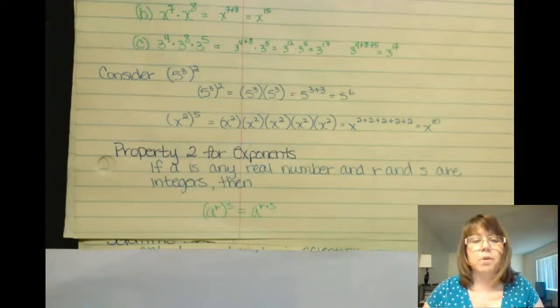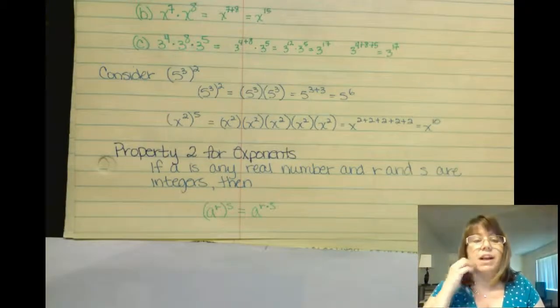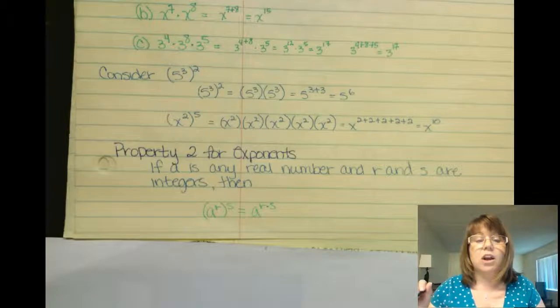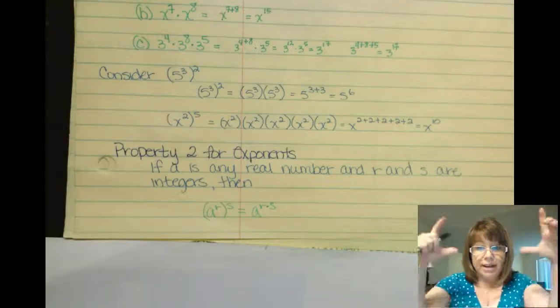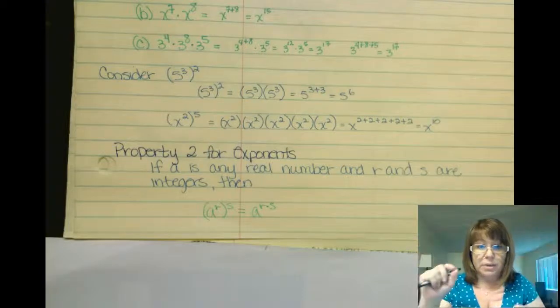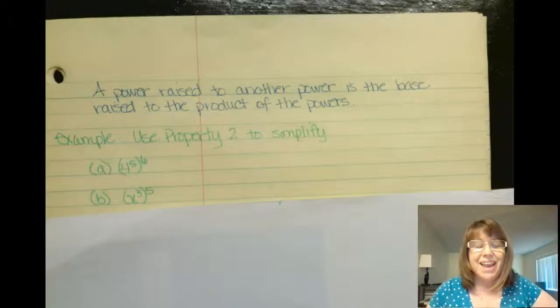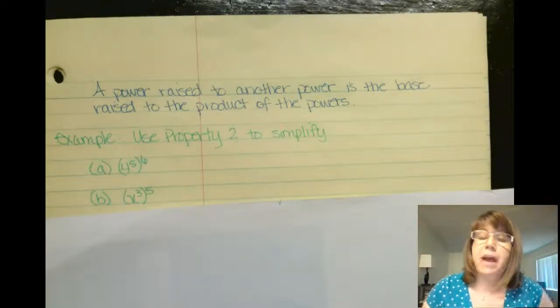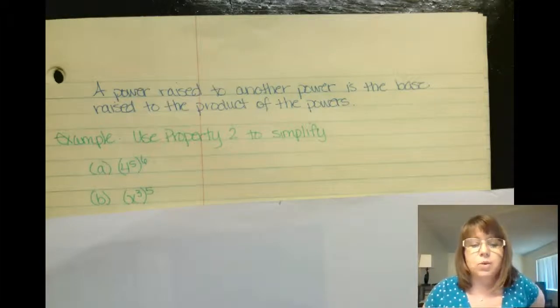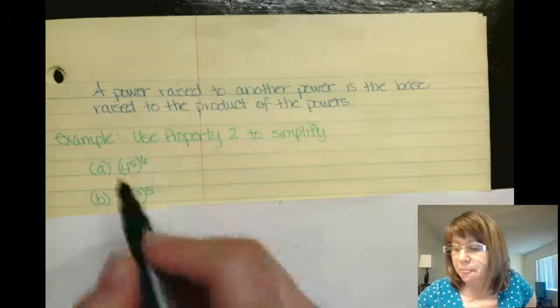Our second property for exponents: if a is any real number and r and s are integers, then a to the r raised to the s power is going to be a to the r times s. In other words, a power raised to another power is the base raised to the product of the powers. So let's use our property 2 to simplify the following problems.